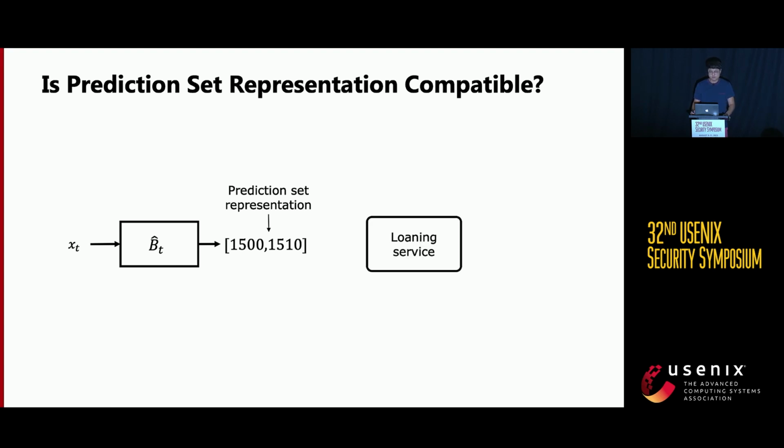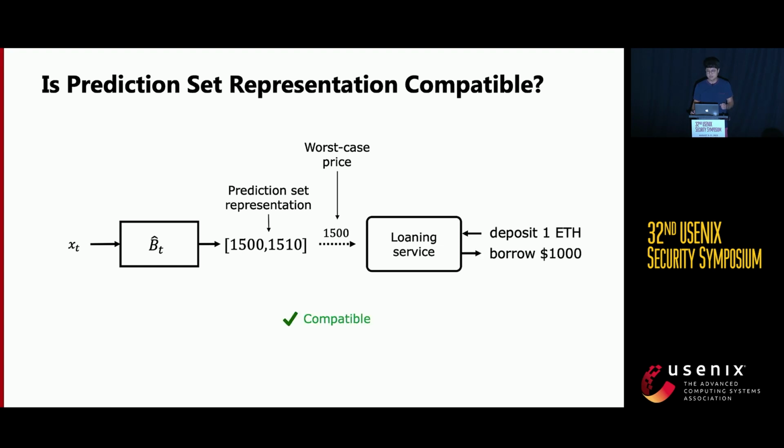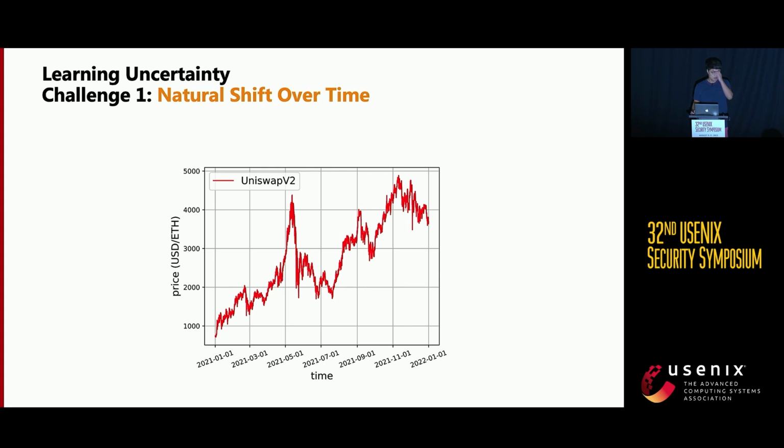And the most famous application in DeFi is the loaning service. In this case, we can take the worst case price, in this case the 1.5K, and we can run the loaning service as it is without modifying anything. This shows that the prediction set representation may be compatible with the existing ecosystem. Okay, then what could be potential challenges?